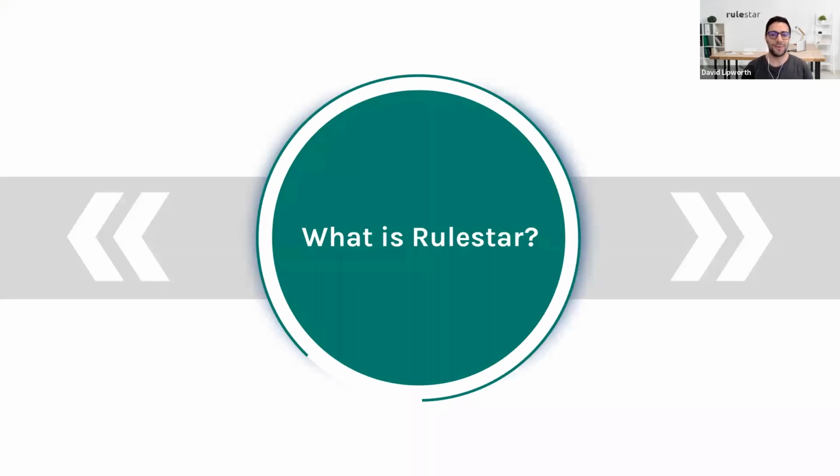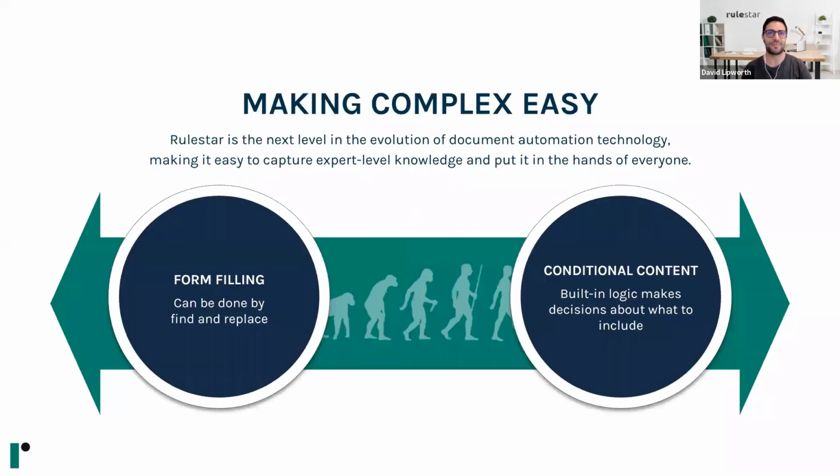Okay, so first of all, what is Rulestar? So Rulestar is a tool that you can use to automate your own legal documents. You'll see in today's session what makes it so powerful, but the real question is actually not about defining Rulestar. It's about redefining document automation. So the problem is that when I say document automation, you probably already have a preconceived notion of what that is. And most likely, you're already using some document automation through your practice management system.